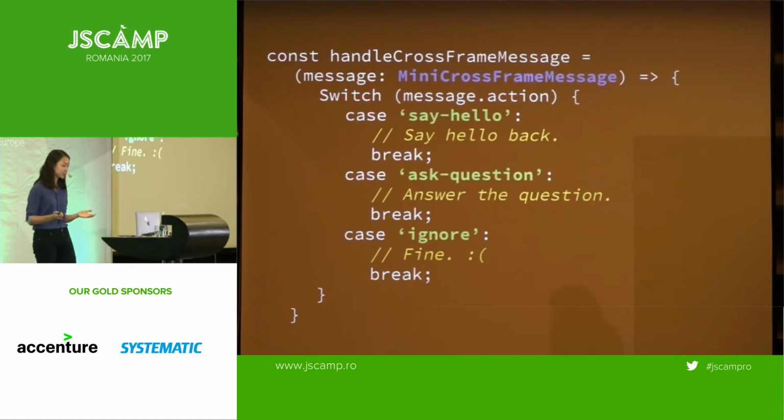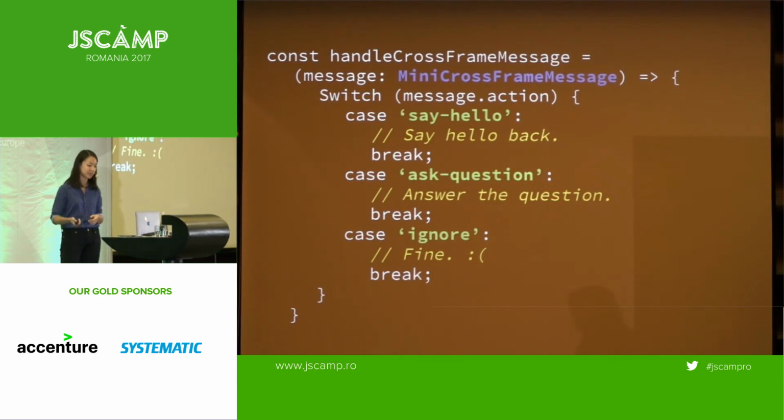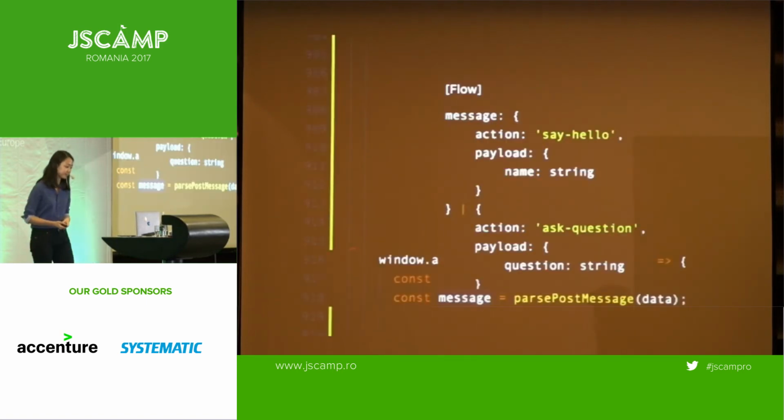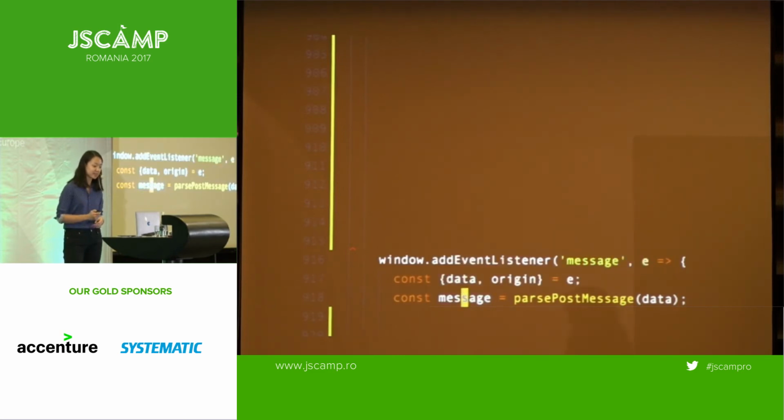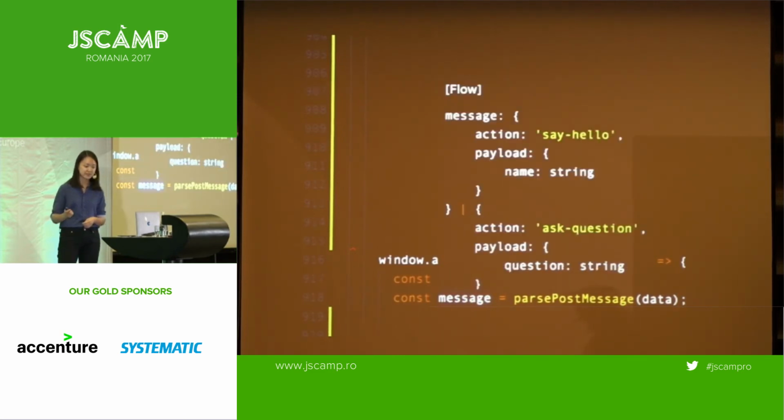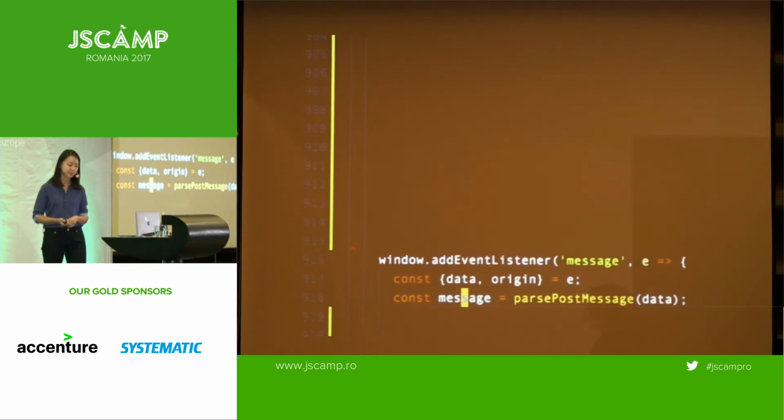Now we can use our really nice switch case message handlers to handle the message because it's the right type. Here's an example of this in action. We can see that Flow knows exactly the type of the message after it goes through a parse post message.